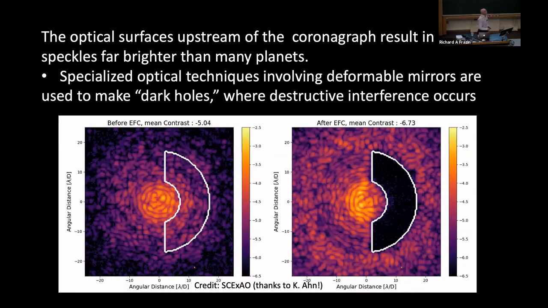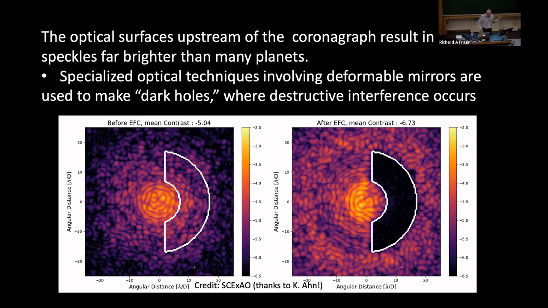So now on the SCEX-AO test bench, if you just take a picture of that laser source, all you see are all these speckles, and these are vastly brighter in contrast units than any planet you might want to see. And so lots and lots of speckles. Now, you can use a deformable mirror, which I'll talk about in a second, to create a region of destructive interference, which we creatively enough call a dark hole.